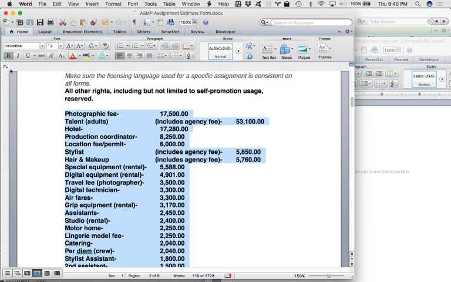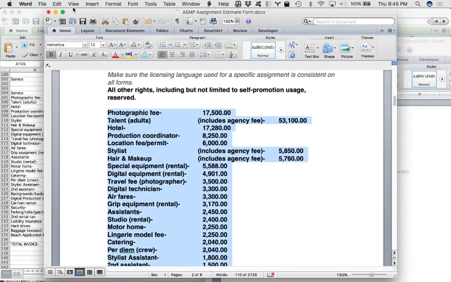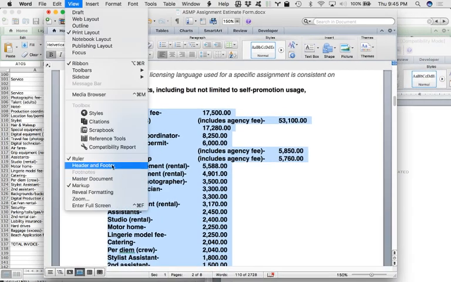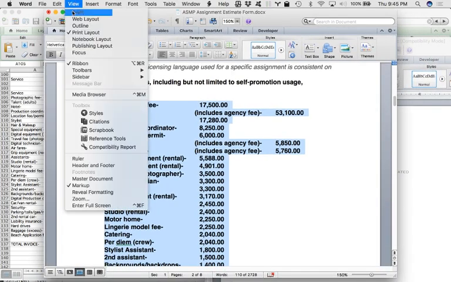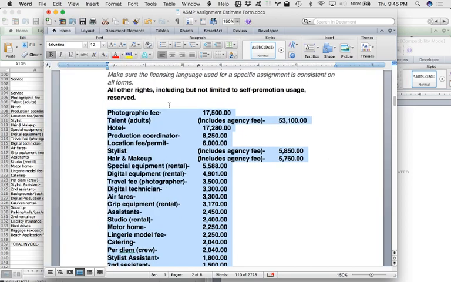And then I'm actually going to grab a different tab. Where did my ruler just go? So I just hid my ruler and brought it back out again.